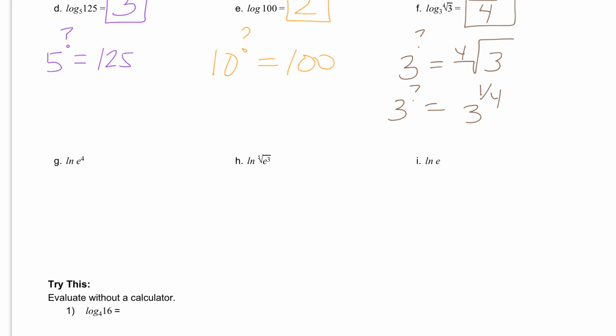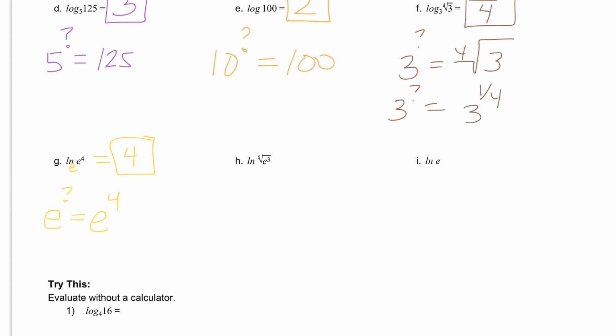If I take a look at letter G, I have the natural log. Remember the ln, this has a base of e right here that's not written in there. So I'm thinking e to what power is going to give me e to the 4th. Okay, so this is my base. That e is the base. This whole thing, this e to the 4th, that's what I want to get. What exponent will give me that? Well, if we look here, it would have to be 4. So this is equal to 4.